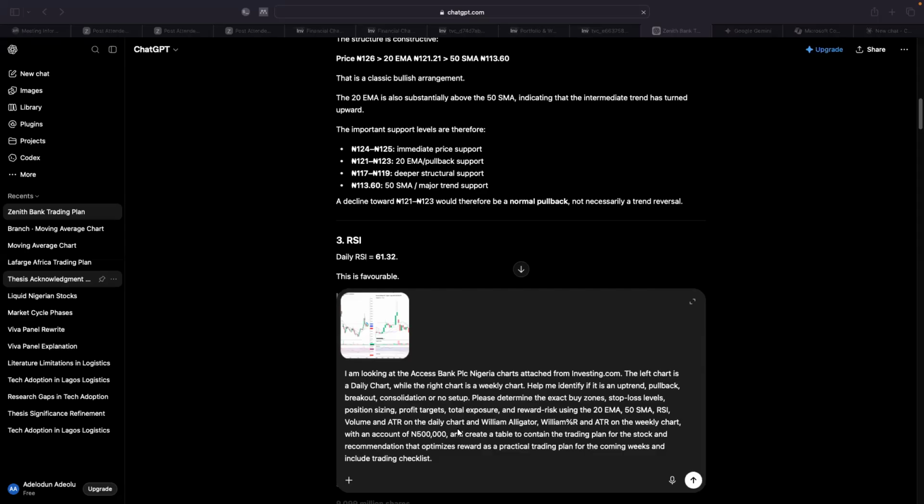With an account of 500,000 naira, create a table to contain the trading plan for the stock, and a recommendation that optimizes reward as a practical trading plan for the coming weeks. And include a trading checklist.